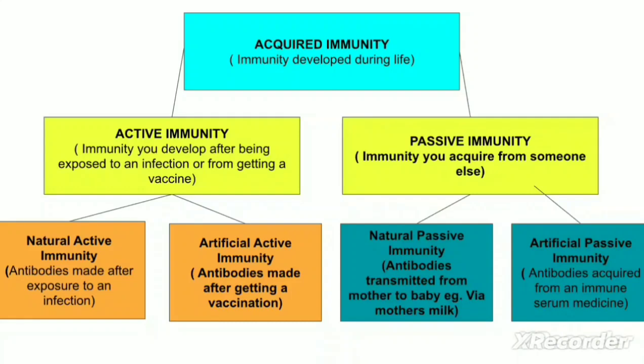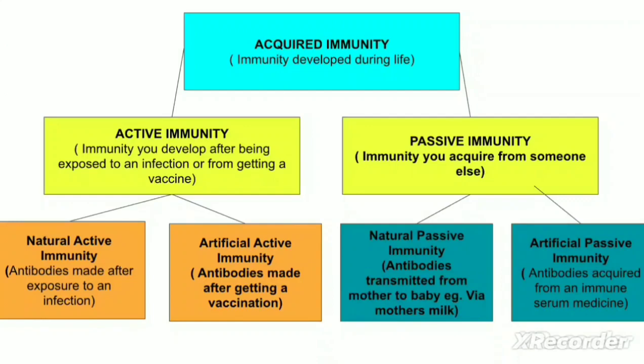Now, natural active immunity. During natural active immunity, antibodies are made after exposure to an infection. Example: person suffering from smallpox develops natural active immunity. Now, artificial active immunity. During artificial active immunity, antibodies are made after getting a vaccination. Example: polio vaccination leads to the formation of antibodies.